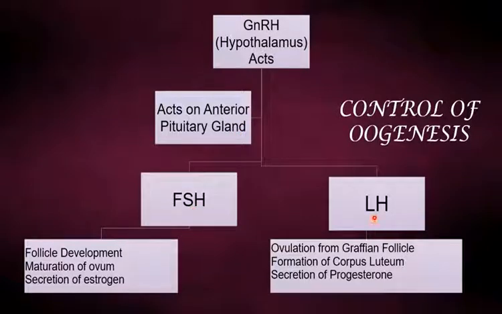The luteinizing hormone causes ovulation from the Graafian follicle, that is release of the ovum. Simultaneously, the remaining part of the Graafian follicle forms the corpus luteum, and this corpus luteum secretes progesterone. The second hormone stimulated by the anterior pituitary gland is follicle stimulating hormone. This induces follicle development, that is development of primary to secondary to tertiary and then to Graafian follicle. Simultaneously, it induces the maturation of the ovum and the secretion of estrogen.